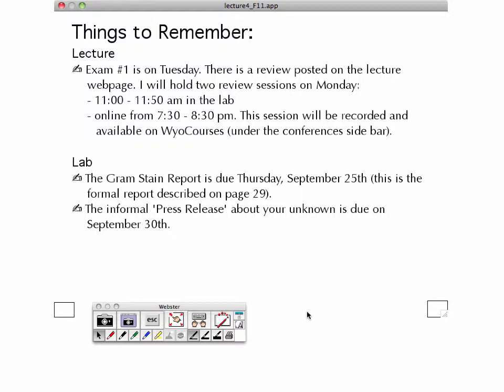However, due to our wonderful experience as of yet with our cell phones, we have decided to lessen that restriction and to say that if you turn in a really nice picture of your unknown Gram stain or your mixed Gram stain or whatever Gram stain you're writing the report on, we will allow you to turn in that photo instead of a slide. If you didn't get a good photo, then you do still need to turn in your slide.